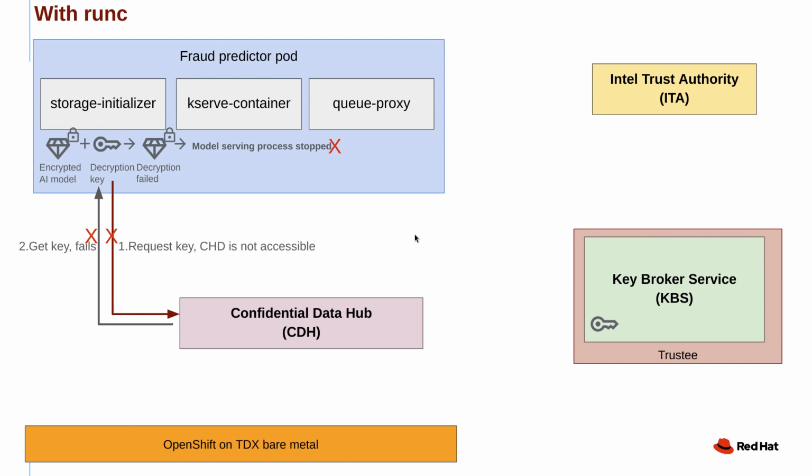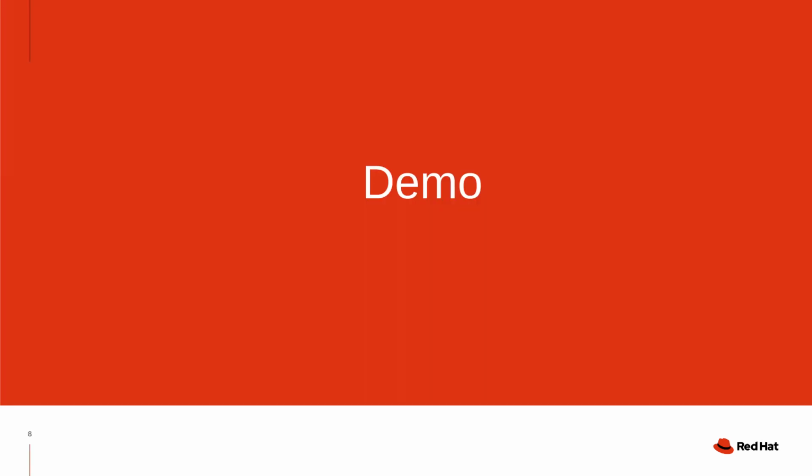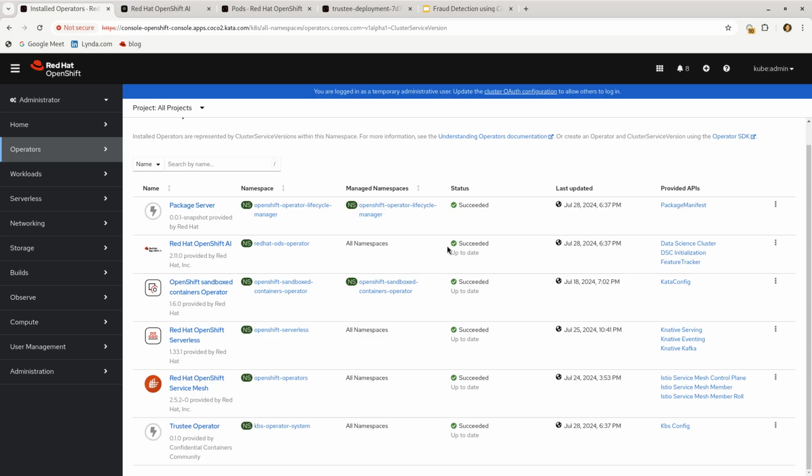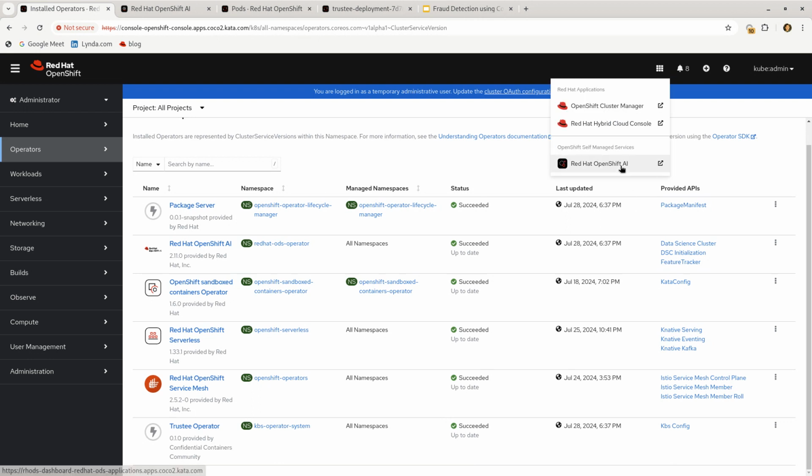Okay, so this is the slide part. Next, let's go to the demo part. Let's open the OpenShift web console. I will show the operators we have installed. It includes the Red Hat OpenShift AI, OpenShift Sandbox Containers operator, Red Hat OpenShift Serverless operator, Red Hat OpenShift Service Mesh operator, Trustee operator. After the operators are installed, we can open the OpenShift AI from here.